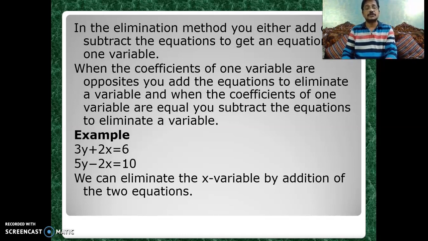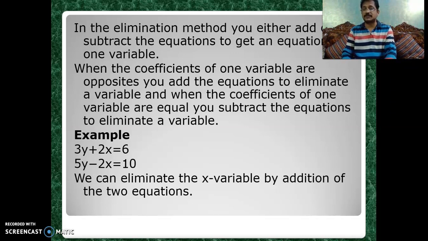So when you are going to use addition or subtraction, if the coefficients of the variables are equal and with the same sign, meaning both are positive or both are negative, then we will use the concept subtract. If the coefficients of either x or y are equal with a different sign, meaning one is positive, other one is negative, or one is negative, other one is positive, then we will use addition. Is it clear? Both have the same sign, subtraction. Both have different sign, addition. Clear? So now come to this example.